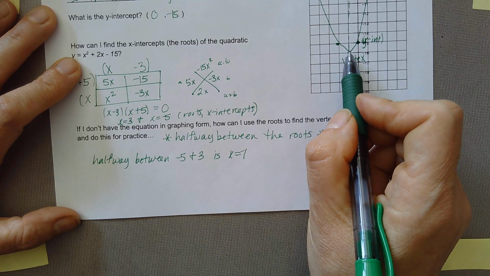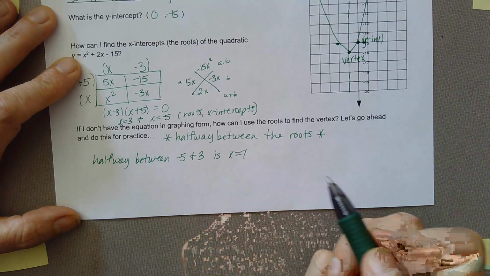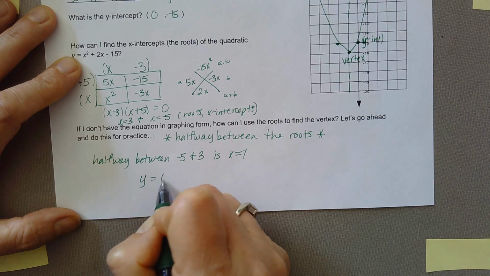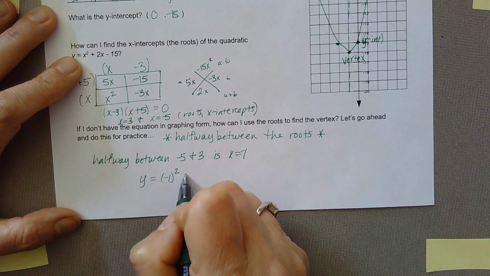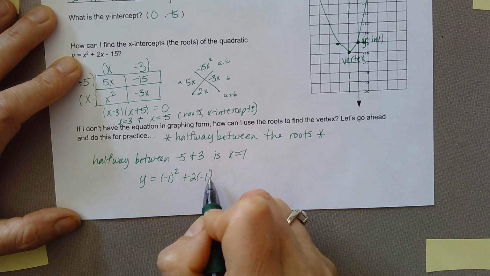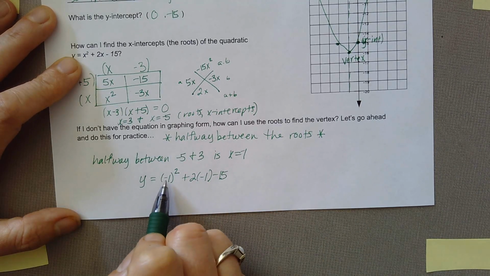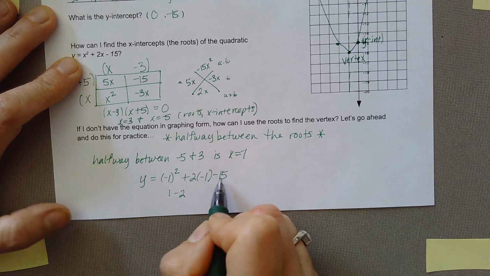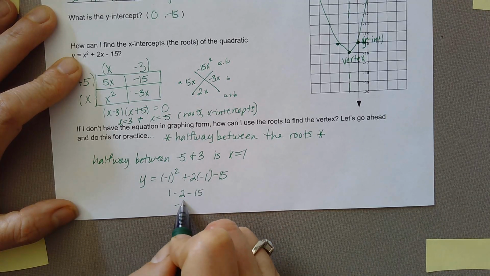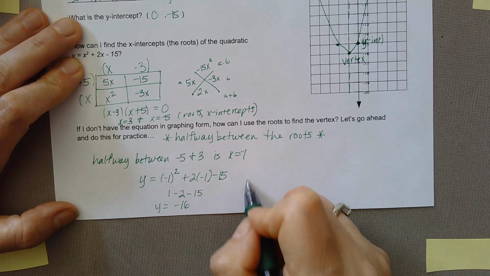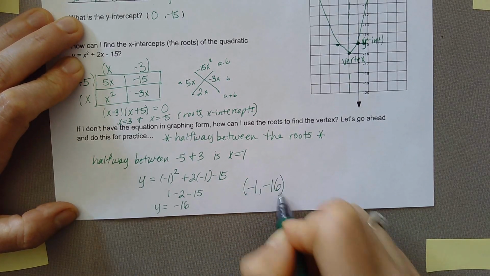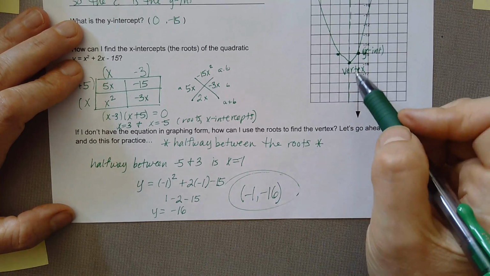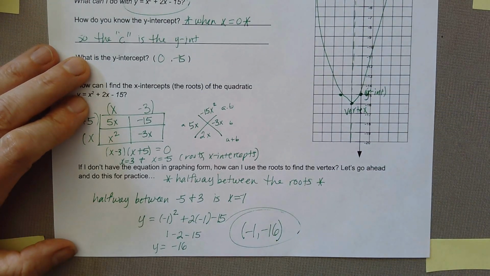We can already verify that because we already know our vertex. But now, how do we figure out the y value? Well, let's plug it into my quadratic equation. Y equals negative 1 squared plus 2 times negative 1 minus 15. Negative times negative is a positive, so this is a 1. 2 times negative 1 is minus 2, minus 15. So y equals negative 16. So negative 1, negative 16, I was able to find without the graphing form. So that's the last way you can find your vertex if you don't have the other form. There you go.